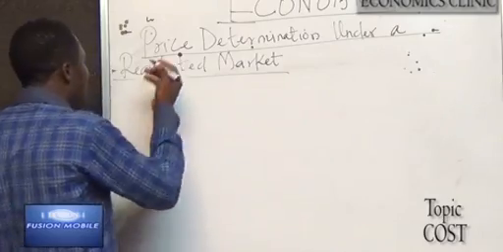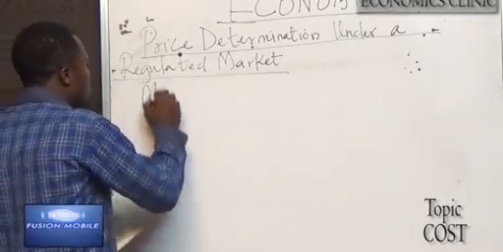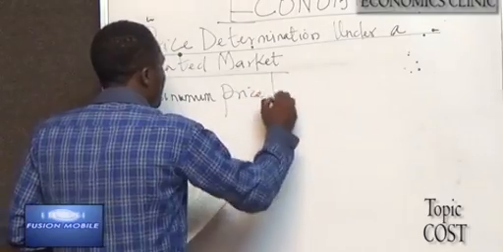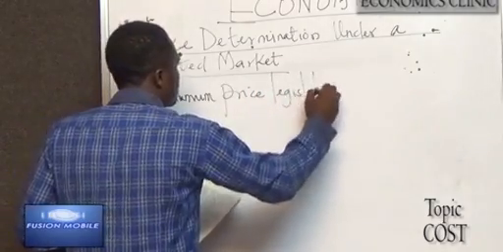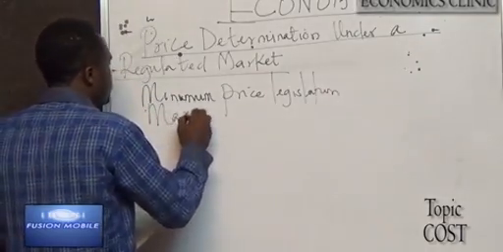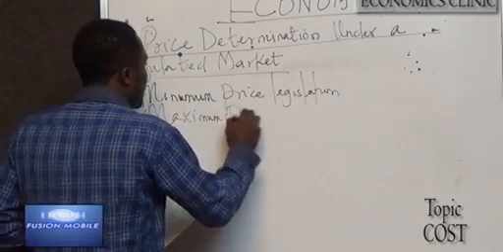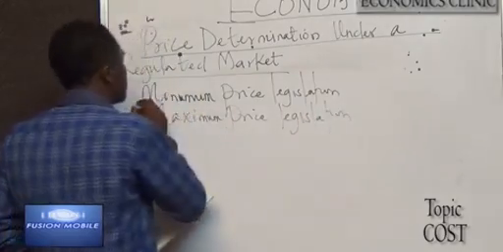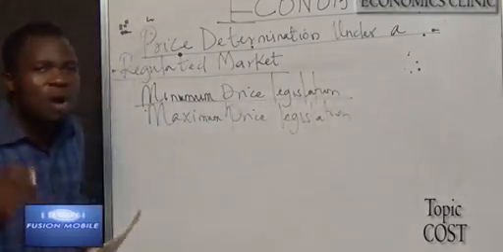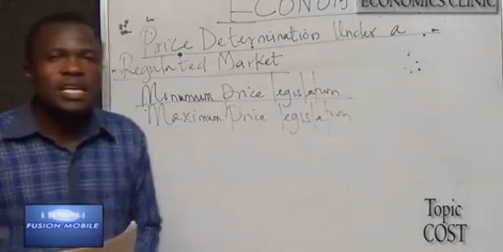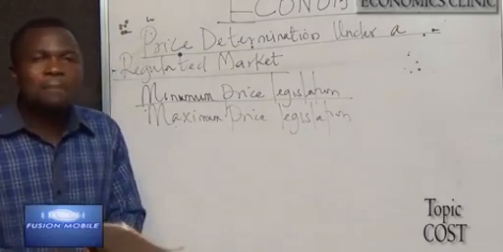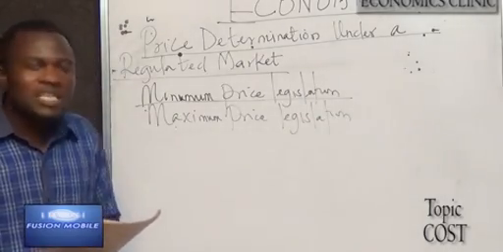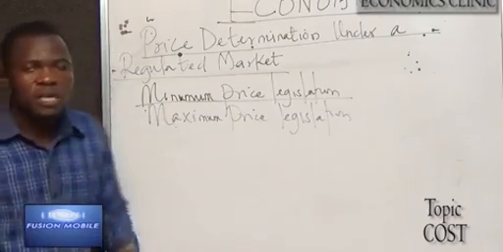So we have two types of price legislation, which are minimum price legislation and maximum price legislation. By minimum price legislation, we mean this is the least or the smallest amount of money a commodity is sold in a market. This is actually fixed by the government.